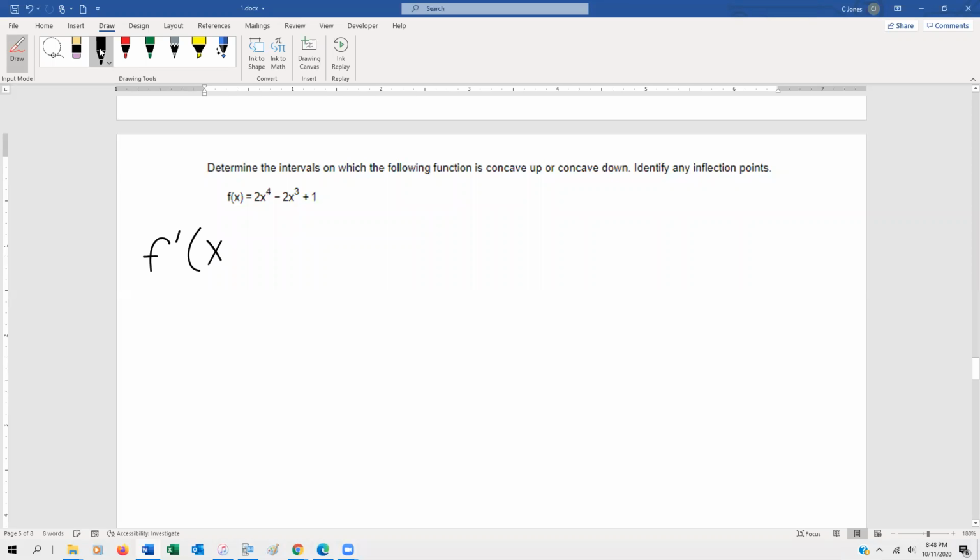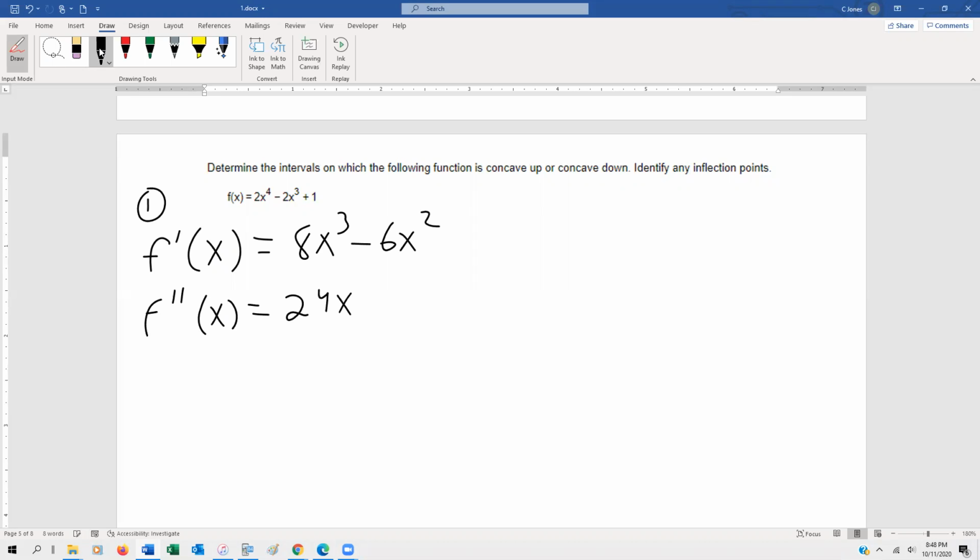First derivative, this is step one. That's going to be 8x cubed minus 6x squared. Because we're looking for concavity, we're going to find the second derivative, which is going to be 24x squared minus 12x.